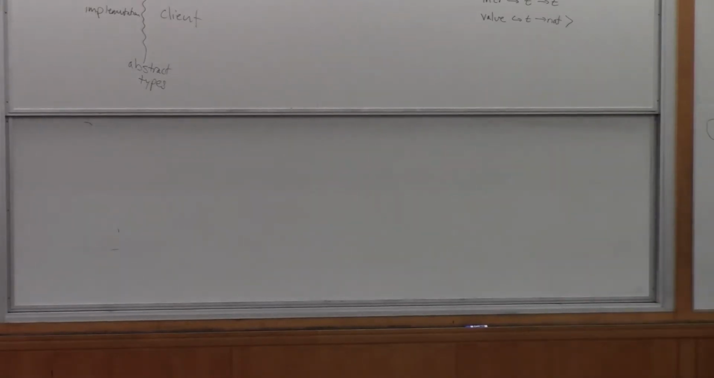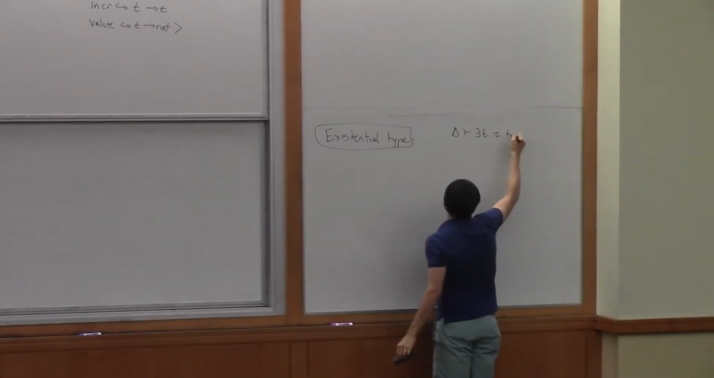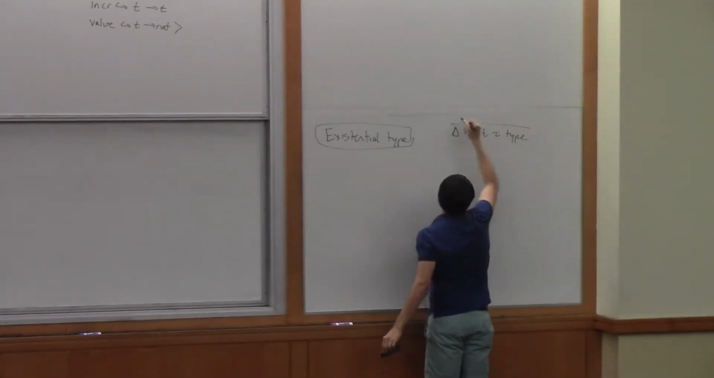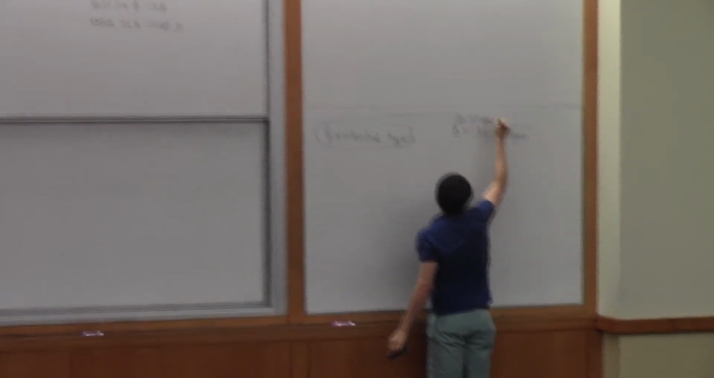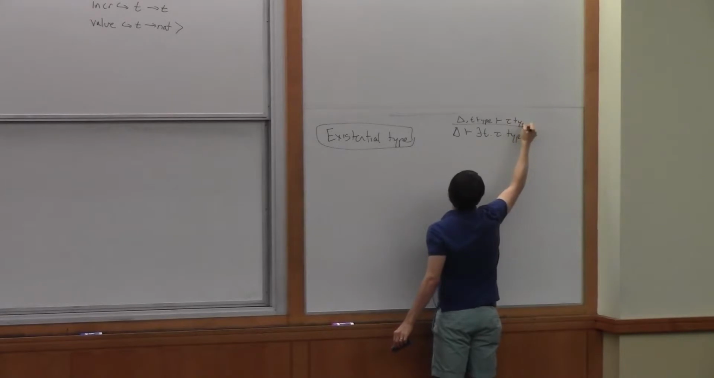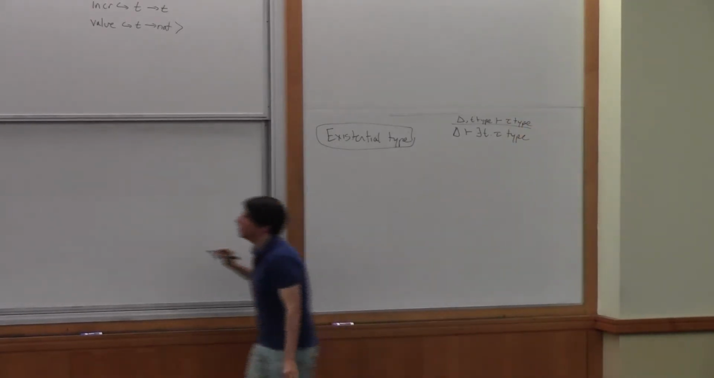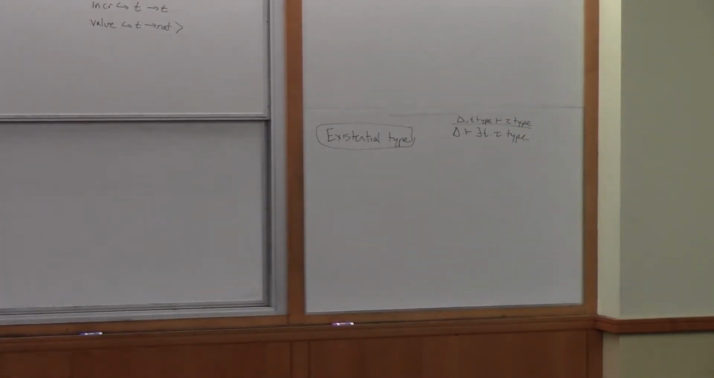So I should say that what I just introduced was an example of a new type, exists T.tau, which is well-formed, assuming that T is a type, tau is a type. Okay, so now here are 2 implementations of this counter module.